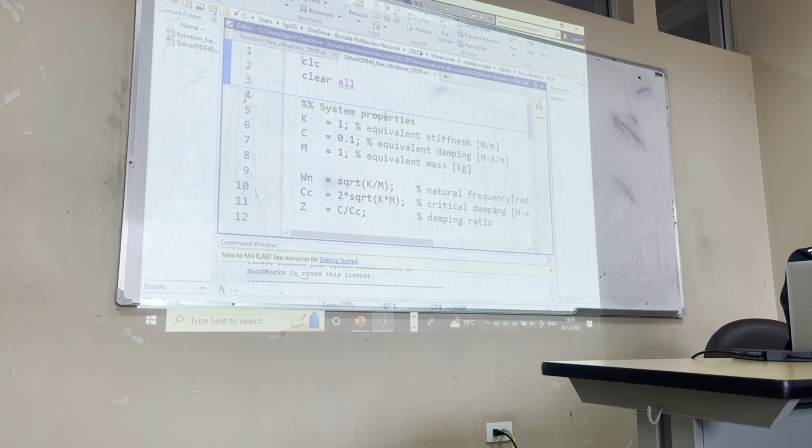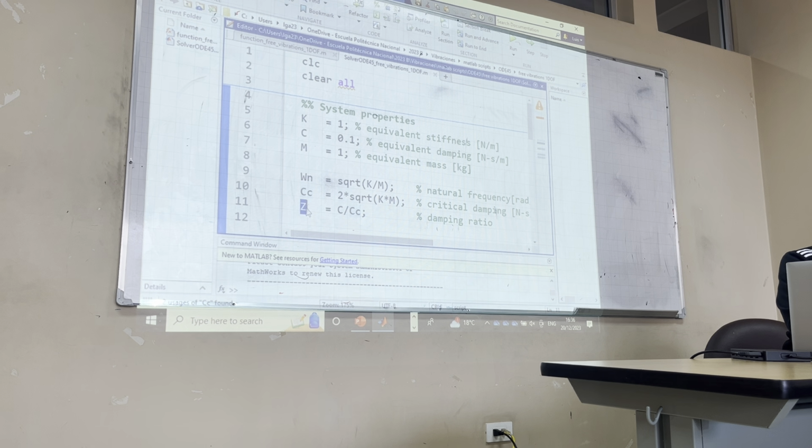You define one value of k, one value of c, one value of m, and you can calculate this omega n. What's the meaning of omega n? It's the natural frequency, right? It's the square root of k over m. This is the critical damping, two times the square root of k m, right?